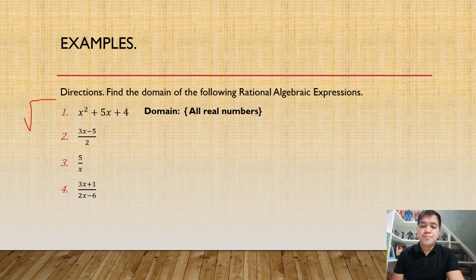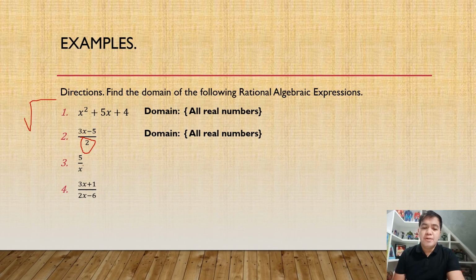Number 2. So, number 2, may fraction tayo. Pero yung fraction ba, ito ba ay variable? Yung 2 ba sa ilalim, variable ba yan? So, hindi naman. Wala nang chance ang maging 0 yan kasi 2 lang lagi yan. So, therefore, domain natin, ganun pa rin. So, wala rin tayong radical sign. So, our domain is still all real numbers.